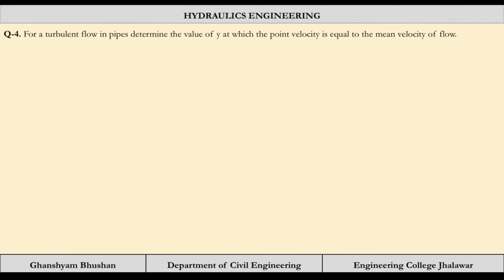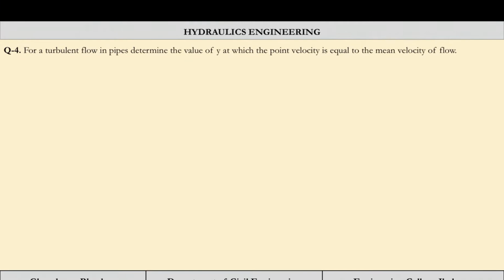So this is today's first problem. For a turbulent flow in pipes, determine the value of y at which point velocity is equal to the mean velocity of the flow. So let us try to first understand what this problem is stating.